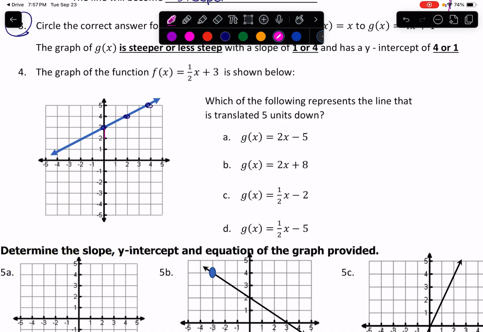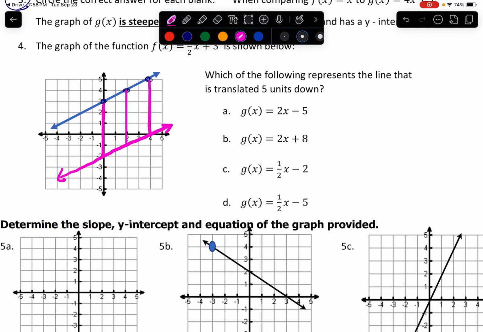So I'm going to take this entire line and I'm going to shift it down 1, 2, 3, 4, 5. The whole thing goes down 5. And we draw our new graph. Okay, so let's see what we've got here. It's the same slope, so I need to have the slopes that are 1/2. So it can't be B and it can't be A because the slope didn't change. Right? The lines are parallel.